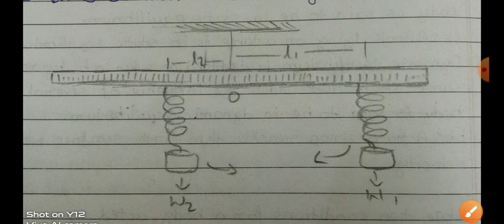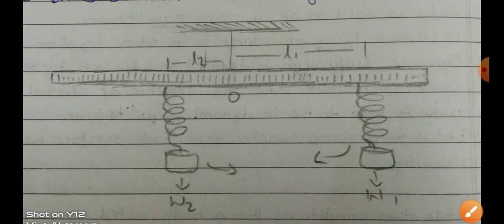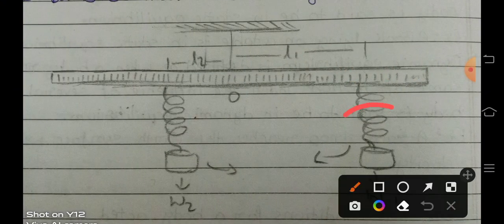Now what to do next? Next, with some slotted weights W1 and W2, suspend two spring balances on either side of the thread. Imagine without these springs, the ruler is horizontal. Now we have to suspend two weights, W1 and W2. W1 is at the A side and W2 is at the B side, with the help of these springs. She forgot to write A and B here.